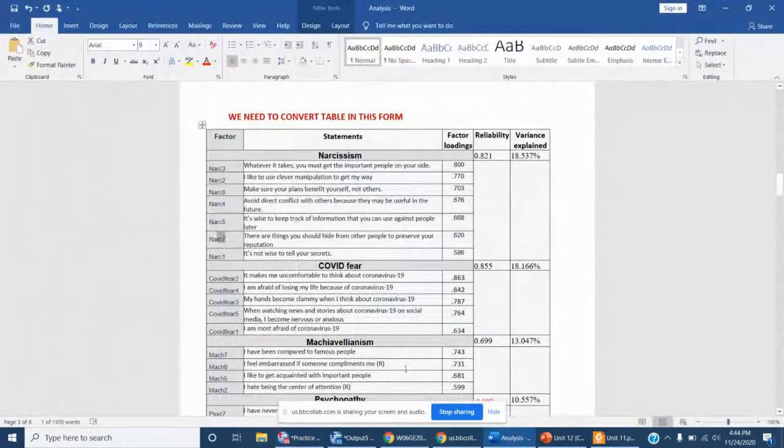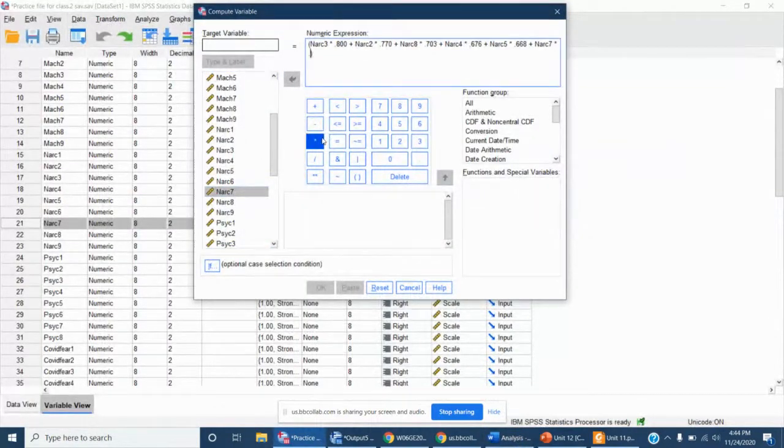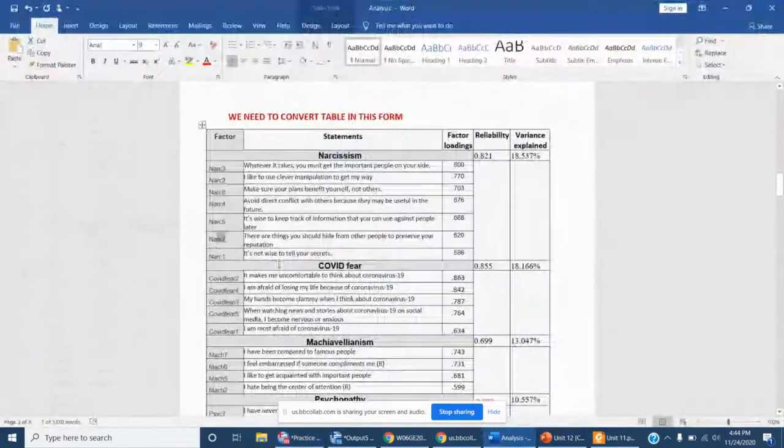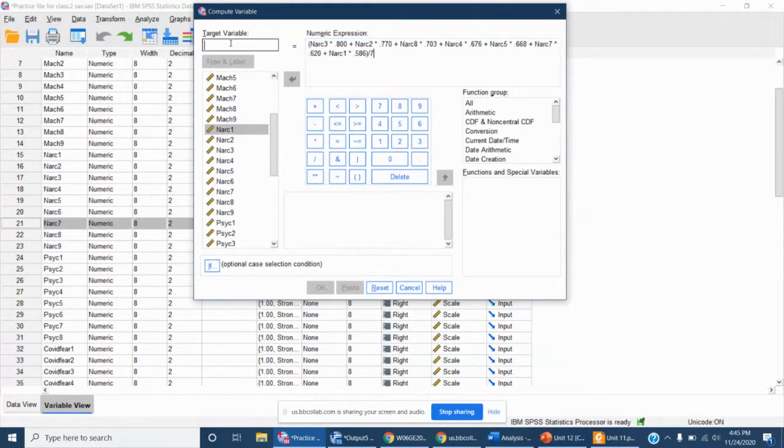Then we have narcissism 7 and narcissism 1. Narcissism 7 has a weight of 0.620, and narcissism 1 has a weight of 0.586. Okay, I will remember it, 0.586. So I will divide it by 7. Why? Because the total number of questions is 7. Simple mathematics here. The name of this variable will be narcissism.